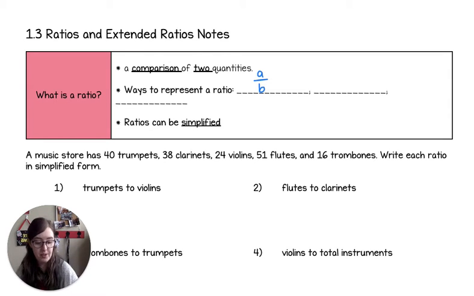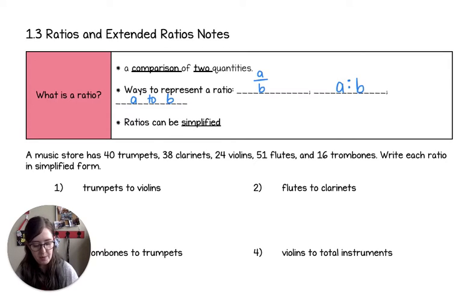Or you can write it with a colon in between, A to B. You can also write it out in words, A to B. Now, ratios can also be simplified, which makes sense since they're pretty much fractions.